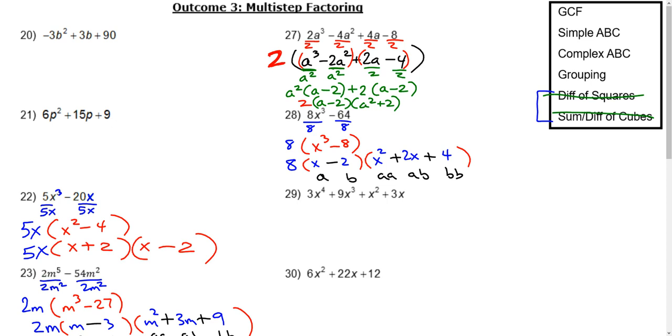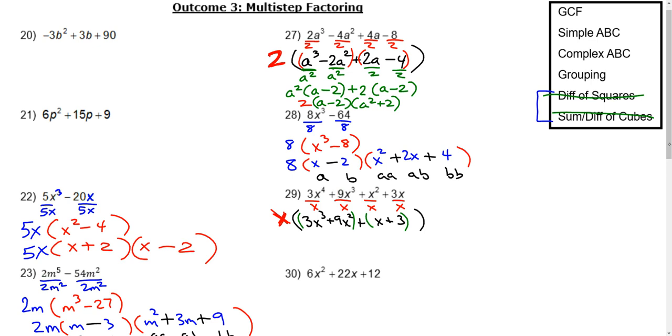Let's see what else we got. Number 29, GCF again. This time our GCF is x. So I'm going to put my x over here, big bold, come back for him later. This leaves me with 3x cubed plus 9x squared plus x plus 3. We do our grouping.